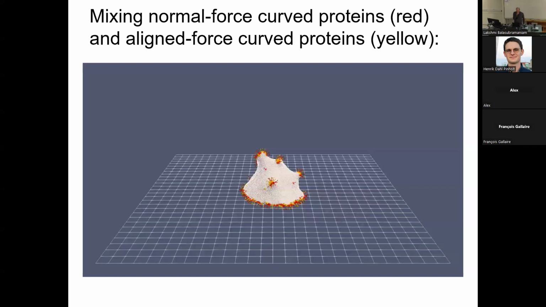Okay, so now that we have proteins that can make sheet-like protrusions and proteins that can make finger-like protrusions, what happens if we mix them together? So the red here are those that just want to make the pancake, the flat sheet-like protrusion along the edge, and the yellow are equally curved, so they have the same spontaneous curvature, but only the yellow with neighboring yellows want to align.